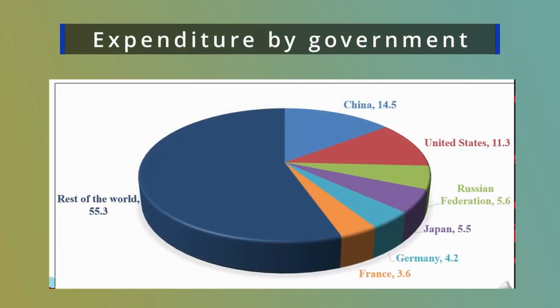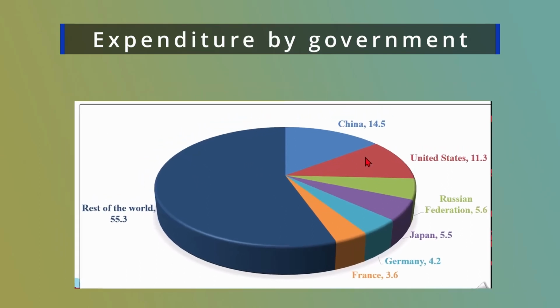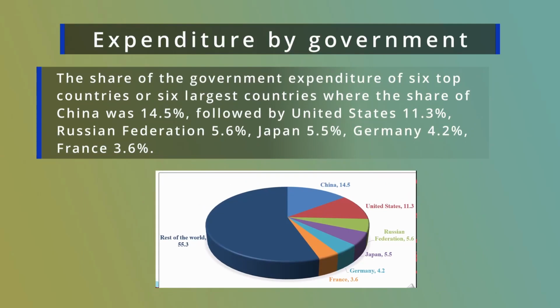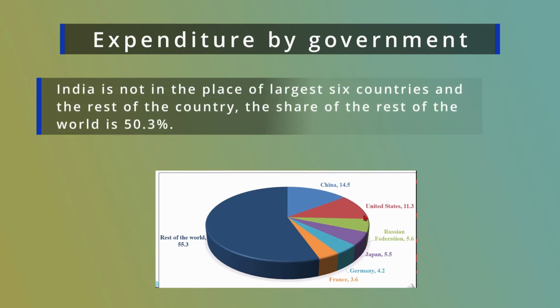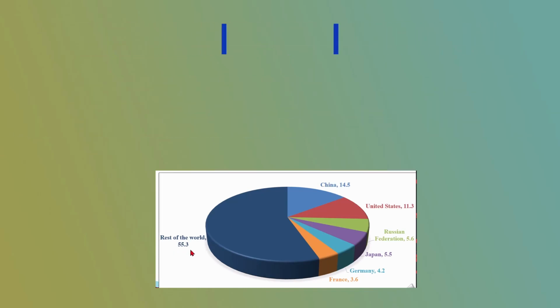Similarly, we can also understand the relative importance of different countries in respect of the government expenditure. This figure also helps us to understand the share of the government expenditure of the 6 largest countries, where the share of China was 14.5%, followed by United States 11.3%, Russian Federation 5.6%, Japan 5.5%, Germany 4.2%, France 3.6%. India is not in the place of the largest 6 countries, and the share of the rest of the world is 50.3%.